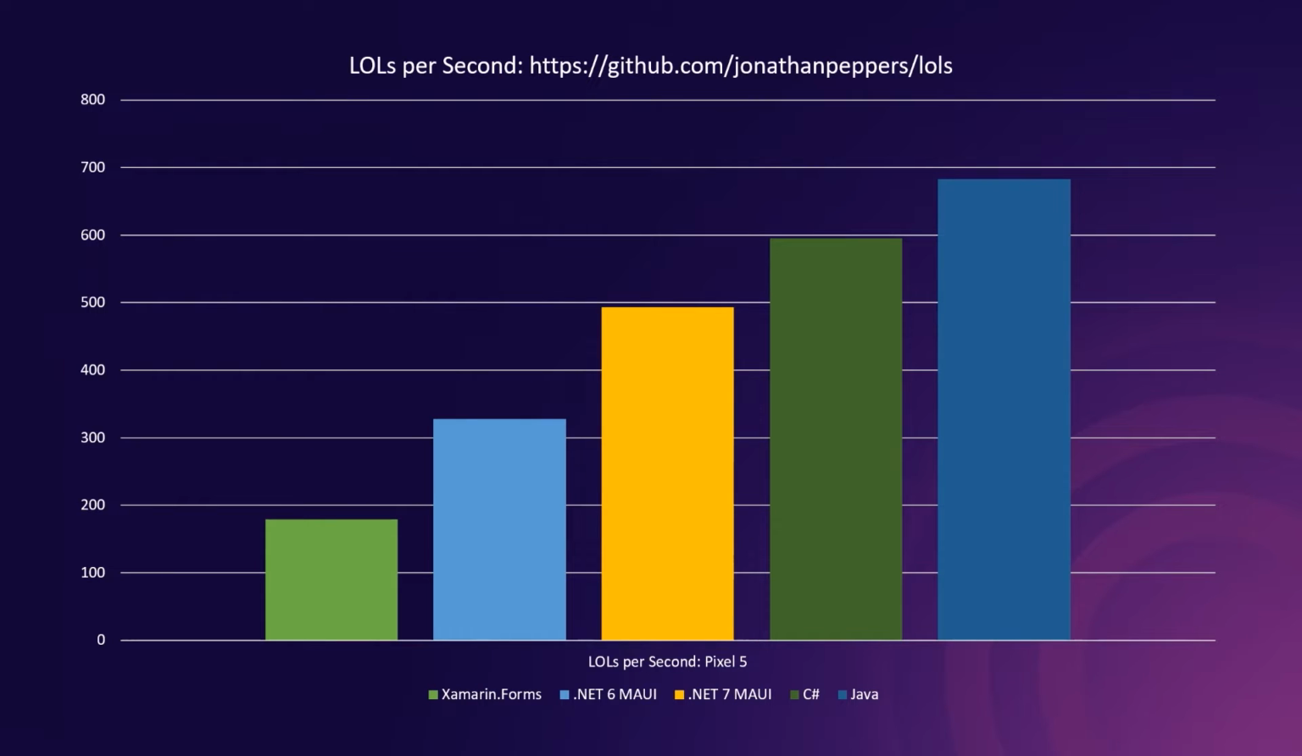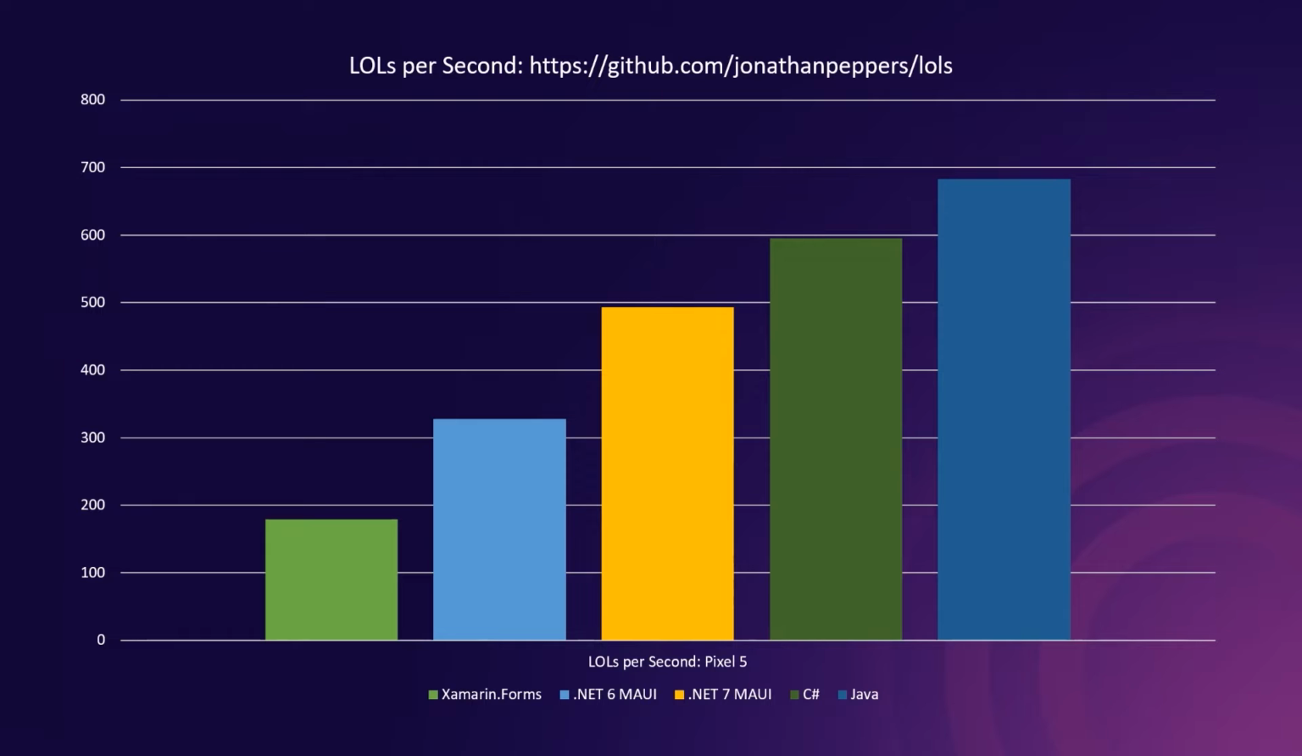So this is that same LOLs per second app. I talked about how I wrote the same thing in Java, C#, MAUI, and then we had someone contribute Xamarin Forms. And so Java is kind of like the ceiling of where MAUI could ever get, because it's using Android widget text view. That is the underlying control that is a label in MAUI.